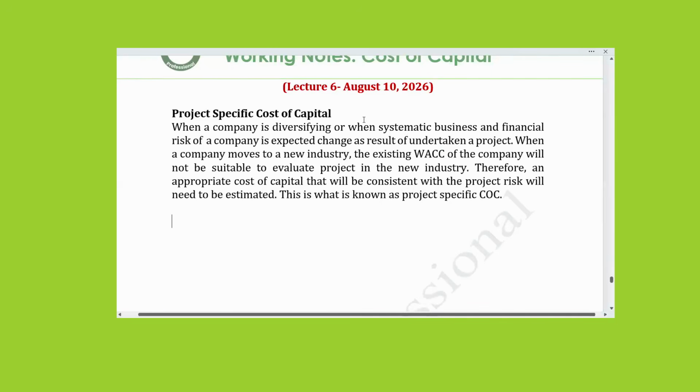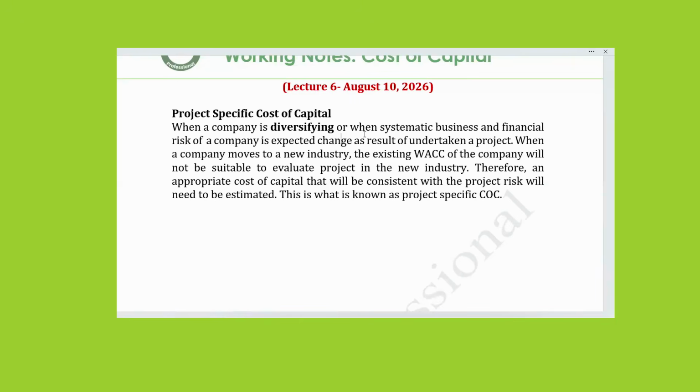The key ingredients to look out for in a question, whether you are going to calculate project-specific cost of capital, is the fact that the company is diversifying. If you are told in a question that a company is diversifying into a new industry, and you are required to calculate the appropriate cost of capital, you need nobody to tell you that you are going to estimate project-specific cost of capital. That is the key point you need to look out for.